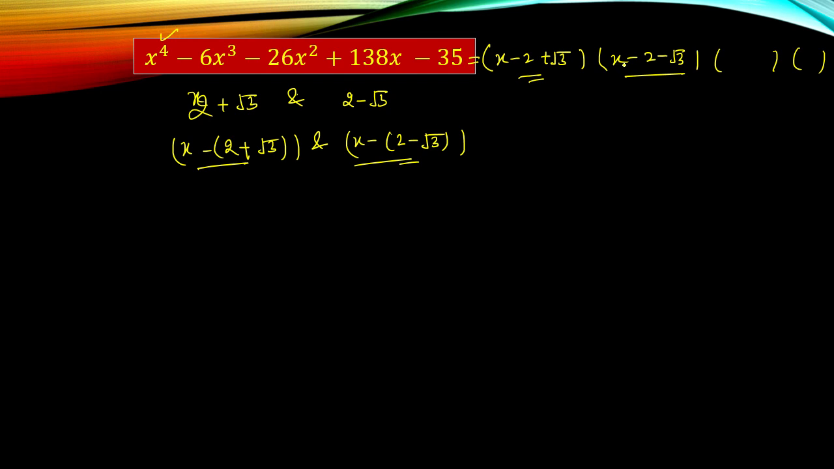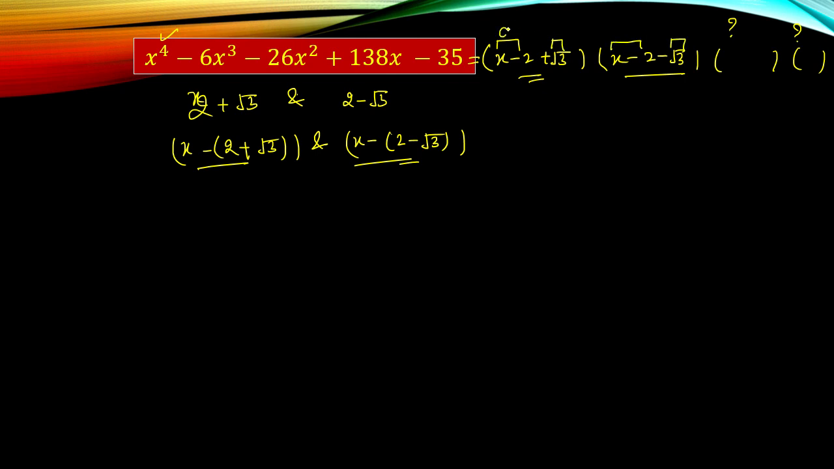Now we have two factors, and we are interested to create the remaining two factors. We are not going for the division process here. So how to get the remaining two factors, with the help of which we will get the zeros? First of all, get the product of the given factors: x minus 2 plus root 3, and x minus 2 minus root 3.